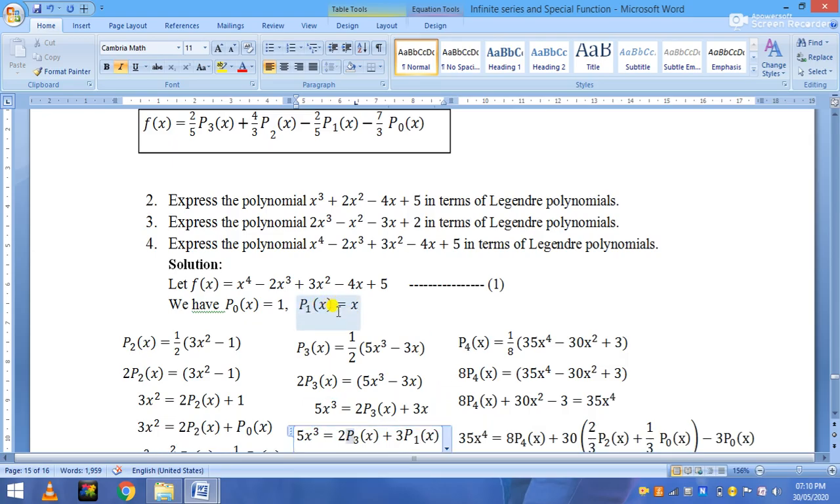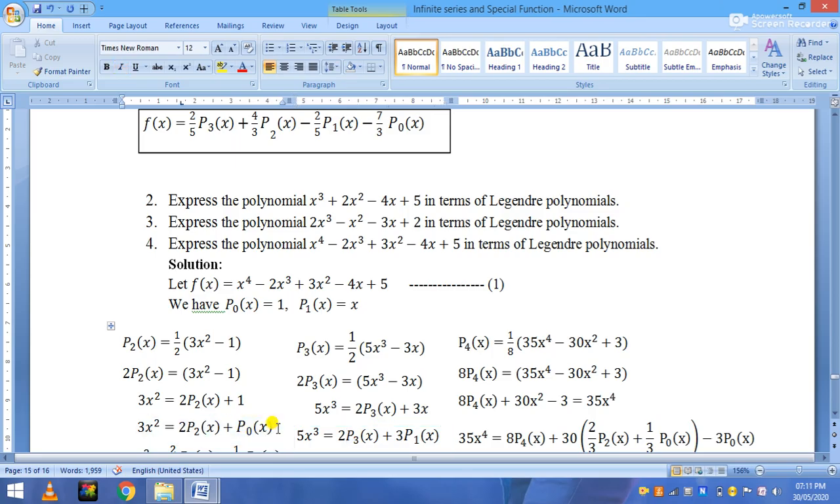P0 and P1 are already directly there, so we only need to expand P2, P3, P4. First we want x square, so simplify this: take this side, 2 P2 of x is equal to 3x square minus 1, or taking minus 1 to this side, 3x square is equal to 2 P2 of x plus 1. Then 1 can be written in terms of Legendre, one value is P0, so 3x square is equal to 2 P2 of x plus P0 of x.